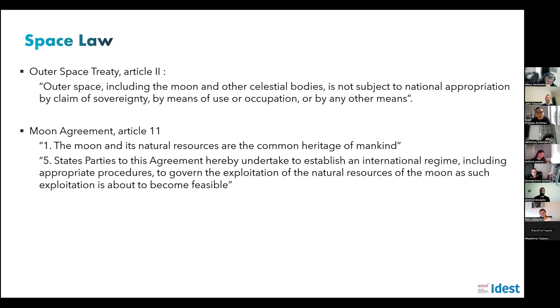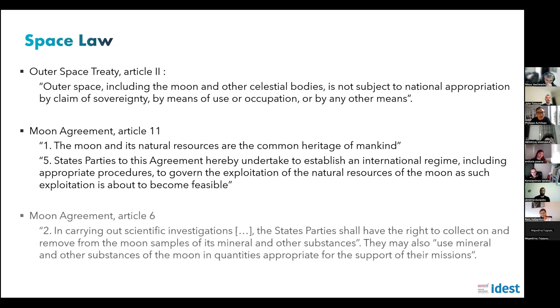So this is for the future, but right now, states have the right, based on Article 6, to exploit resources of the Moon to support their activities on the Moon. That is to say that states and companies have already today the right to appropriate resources, for example, to build Moon stations or to generate energy or water for Moon missions. This is not prohibited. It is protected under Article 6 of the Moon Agreement.